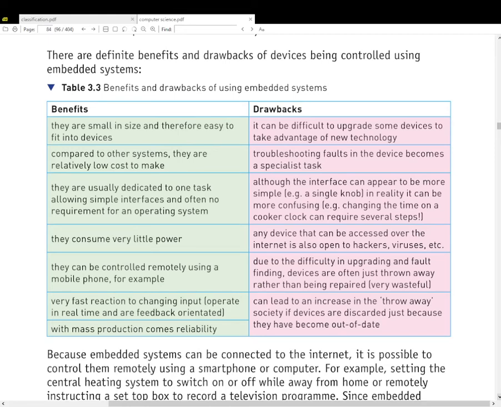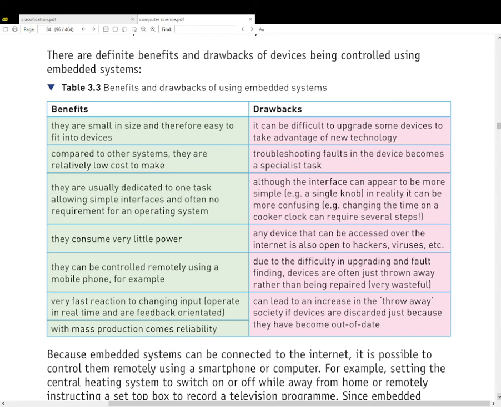Now, the benefits are as follows. They're small in size and therefore easy to fit in a device. We have them in cars, we have them in our homes, and that is a great thing. They are portable. If your device is also portable and this thing is also small in size, when you fit it into your device, it technically means that you can move around with it.